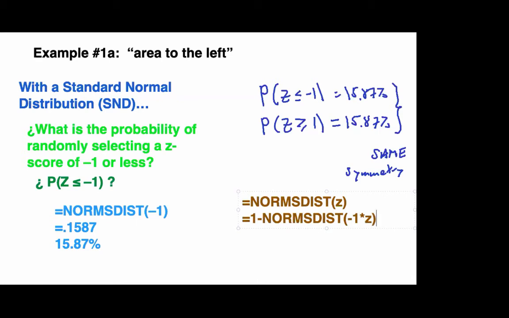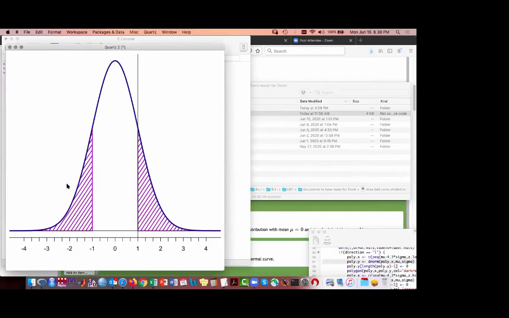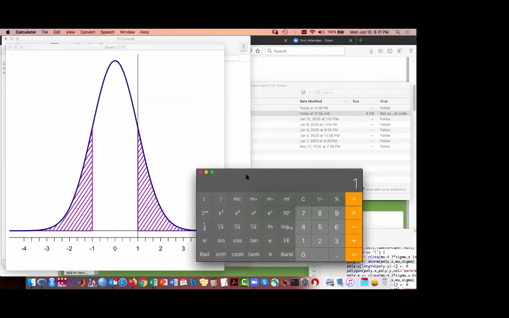In the syntax of the Excel formula, that would be NORMSDIST of z is the same as 1 minus NORMSDIST of -1 times z. Now let's return our attention back to the area of the unshaded region between these two shaded regions. If the two shaded regions are each 15.87%, if we take 100% and subtract 15.87% twice, or subtract 31.74%, we would get 68.26%.